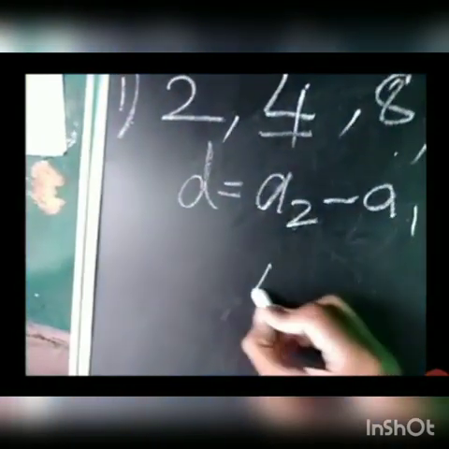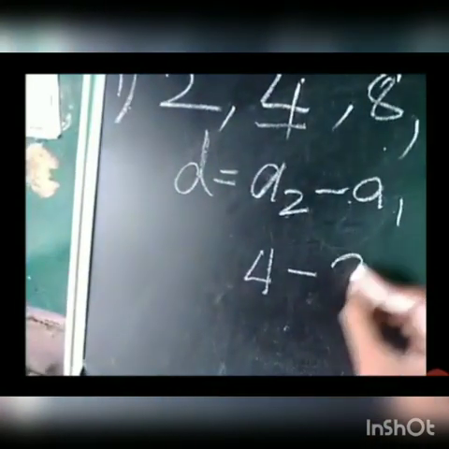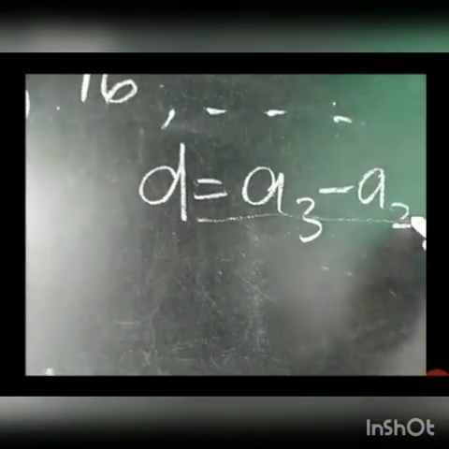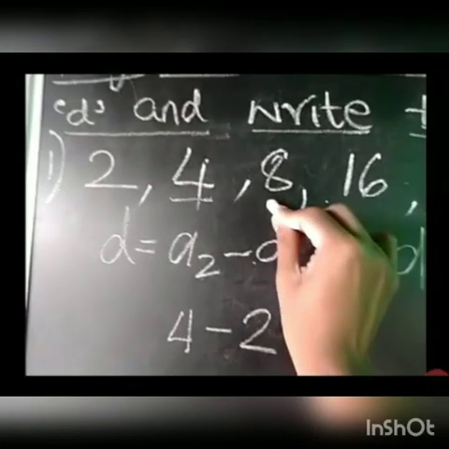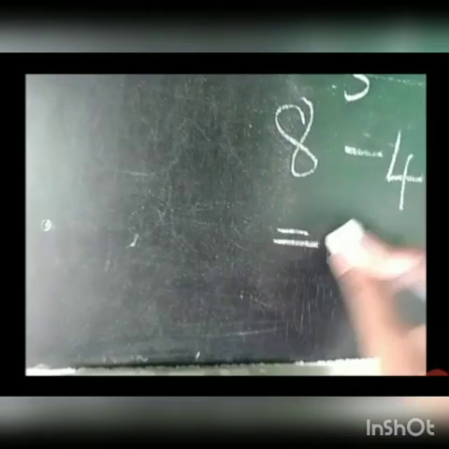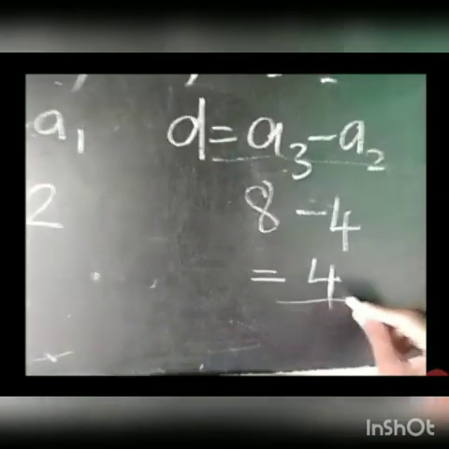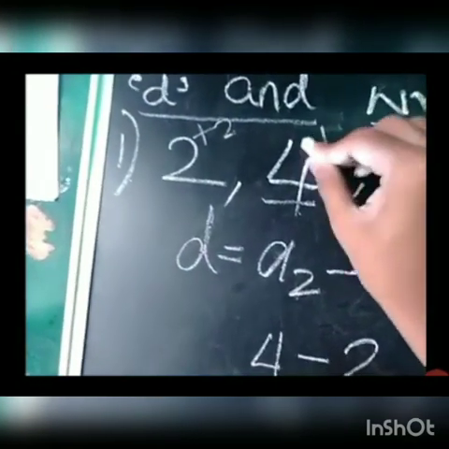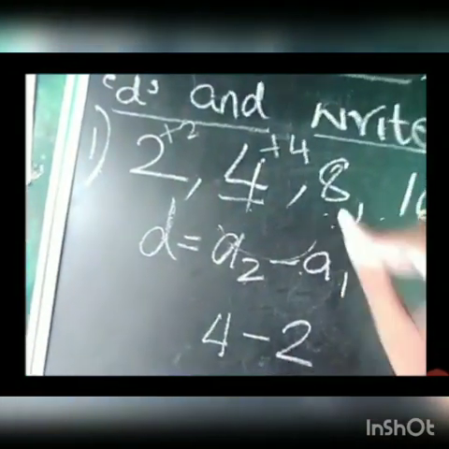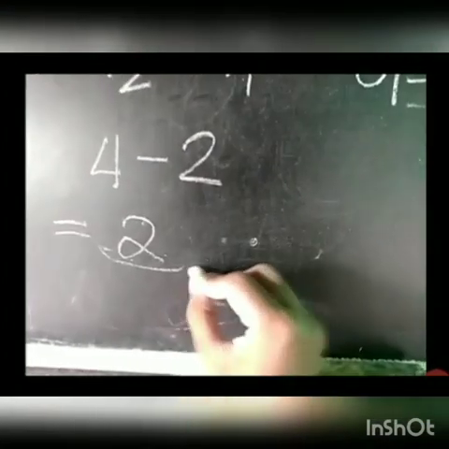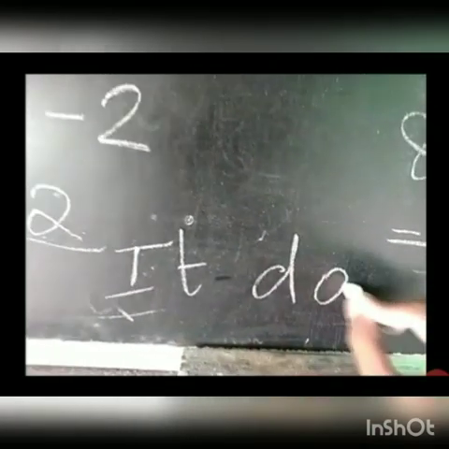So now let me find A2 minus A1. 4 minus 2 is 2. So we are going to get common difference as 2 here. When I look at the next set, A3 minus A2, A3 is 8, A2 is 4. Please write along with me in your classwork so that you can understand more. So we are getting 4 here. See, the common difference is not the same. If I add 2 to the first term, I get 4. If I add 4 to the second term, I get the third term. The difference is not fixed. So we can say it doesn't form an AP.